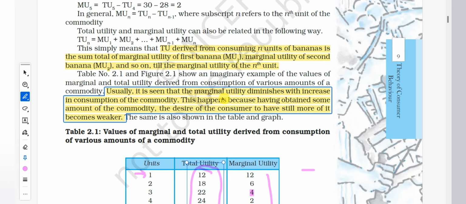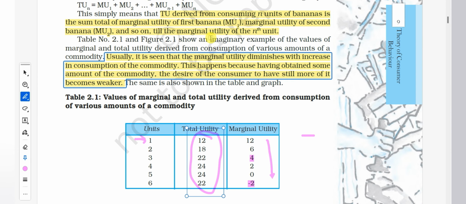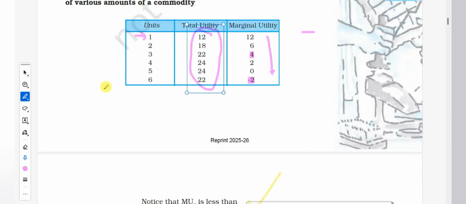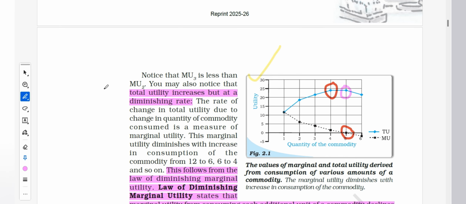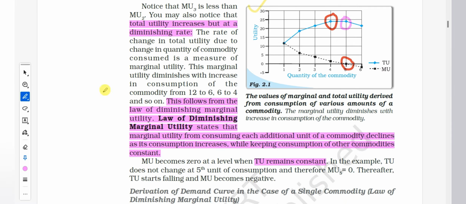Now let's read on what has been written more on your marginal utility. Usually, it is seen that marginal utility diminishes with increase in consumption of the commodity. This happens because, having obtained some amount of the commodity, the desire of the consumer to have still more of it weakens. This tendency is called the law of diminishing marginal utility. Not returns.